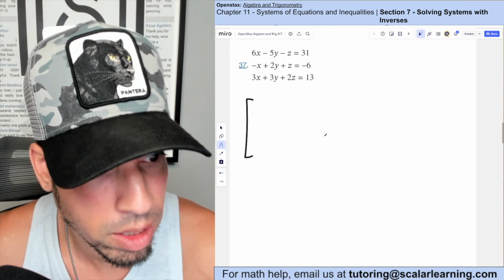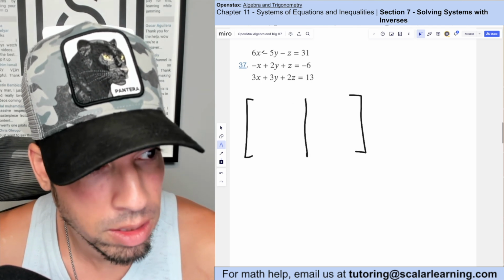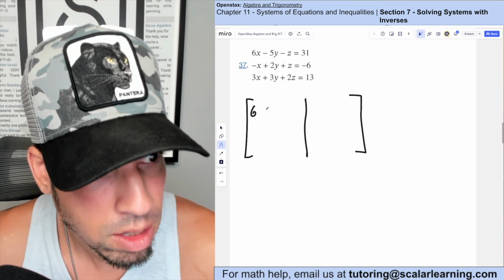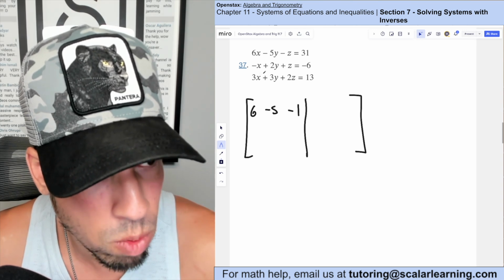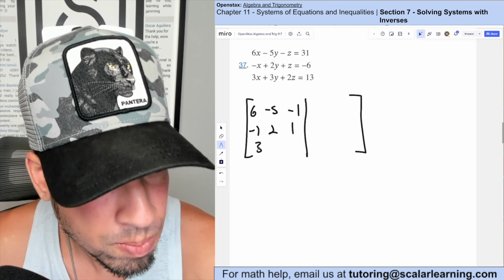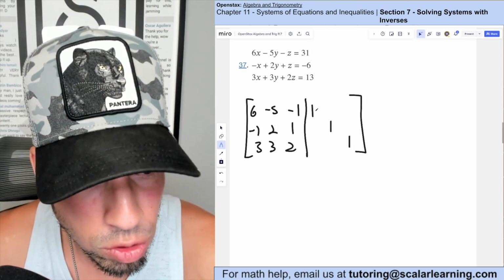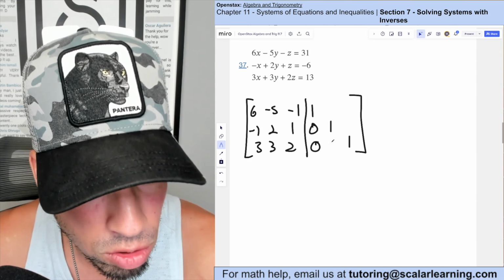So we're going to have to put it into that nice matrix format. So let's do that now. And you see, we're going to take all these coefficients, right? 6, negative 5, negative 1, negative 1, 2, 1, and then 3, 3, 2. And then on this side, we're going to put in that nice identity matrix, which is 1s down the diagonal and then 0s all around.